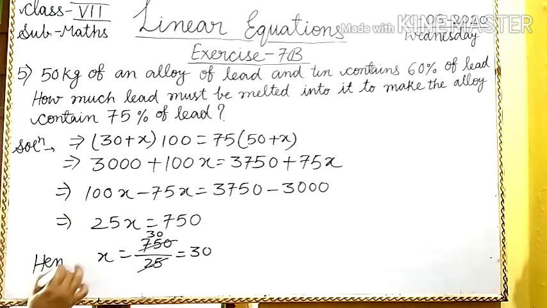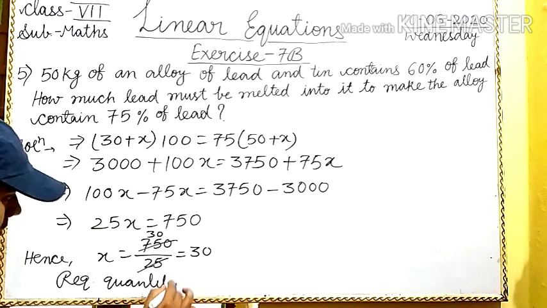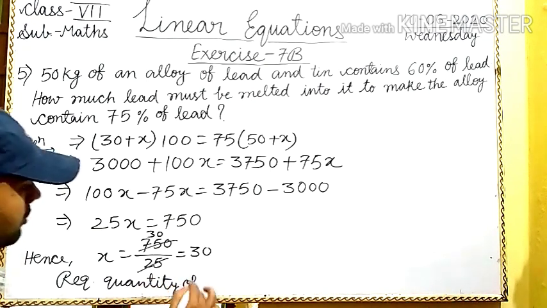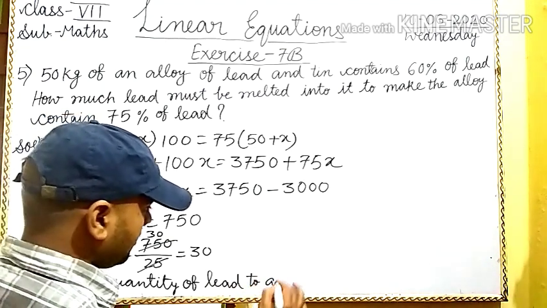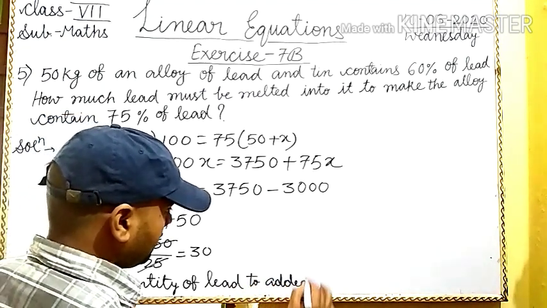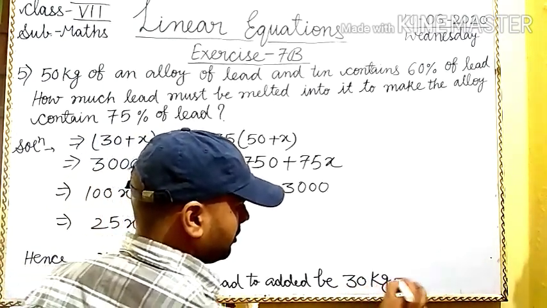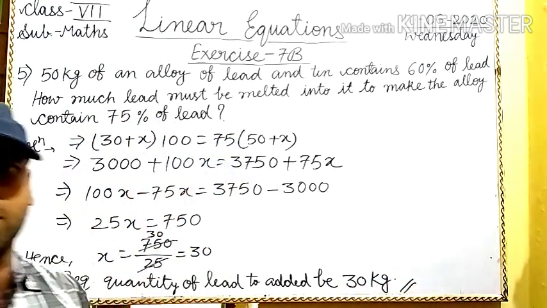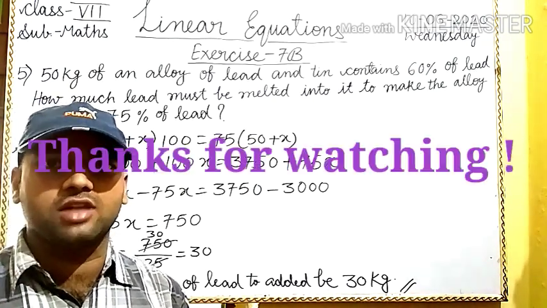Hence the required quantity of lead to be added is 30 kilograms. 30 kilograms. I hope you will complete the exercise 7B with the help of this video.